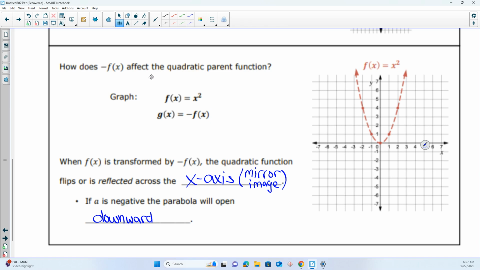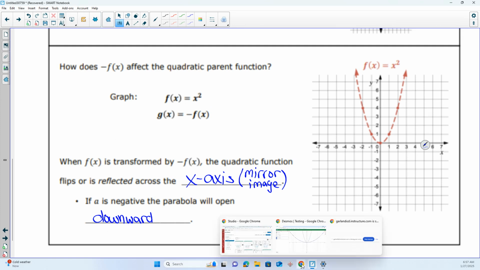one more thing. How does multiplying by a negative affect the parent function? Remember, we always start with our parent function. If we multiply by a negative, it is going to be a reflection reflected over the x-axis. So we're going to flip down. This is a smiley face. When we multiply by a negative, it's going to become a frowny face. So it's going to say reflected or flipped.